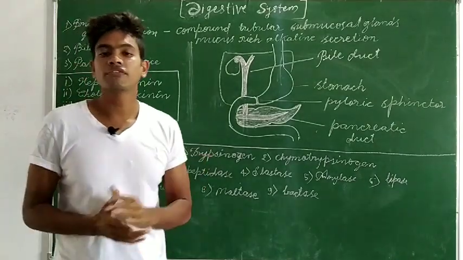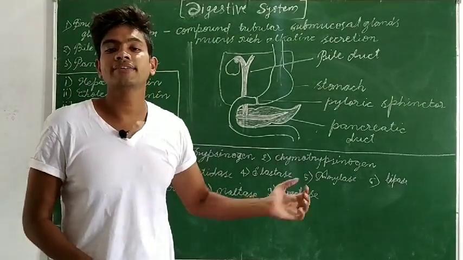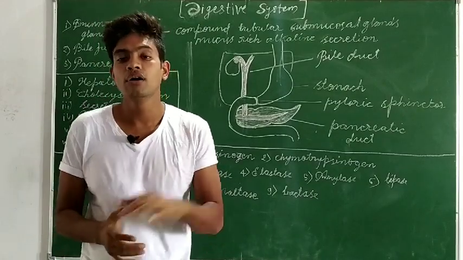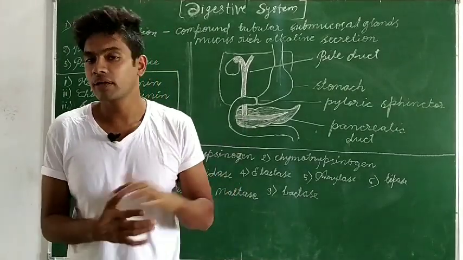The third important function of the bile juice is that it acts as an antibacterial agent. It destroys all the harmful bacteria which is present in the food or in the chyle.